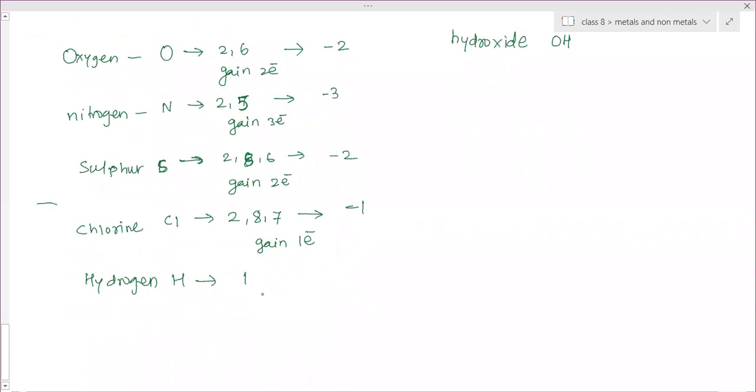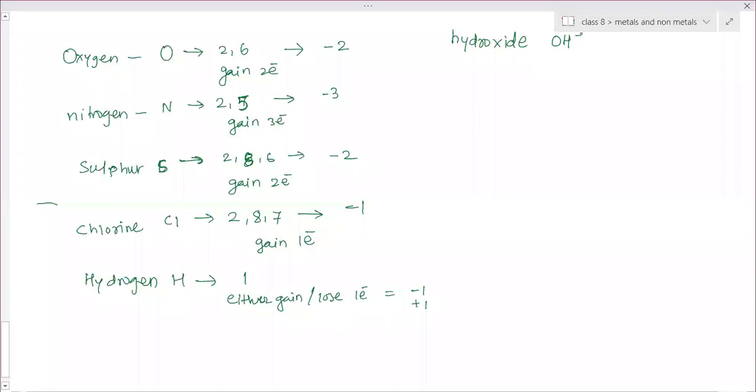It can either gain or lose 1 electron. If it gains, it will become minus 1, and if it loses, it will become plus 1. So hydrogen shows both properties, metal and non-metal. But most commonly it will show the property of a non-metal, so it is considered under non-metals. So a few combined elements' valencies you also need to know.